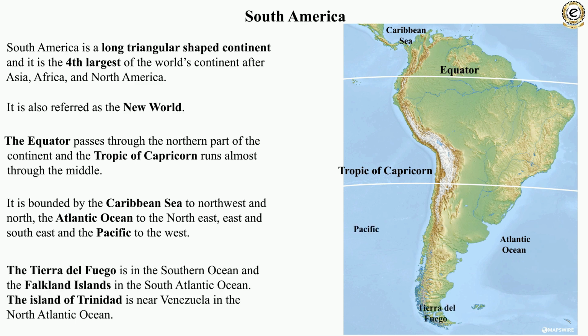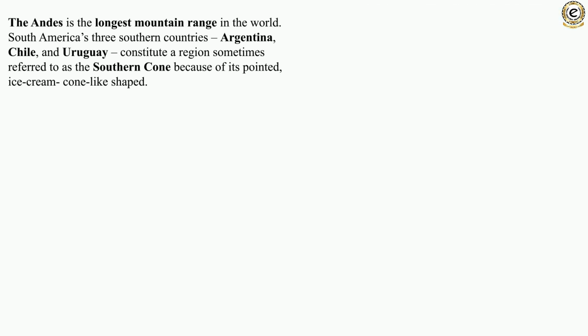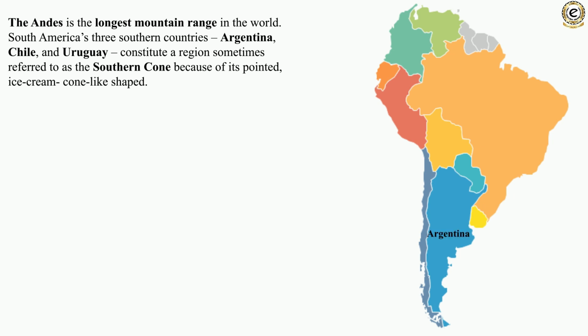Tierra del Fuego is in the Southern Ocean and the Falkland Islands in the South Atlantic Ocean. The island of Trinidad is near Venezuela in the North Atlantic Ocean. The Andes is the longest mountain range in the world. South America's three southern countries, Argentina, Chile, and Uruguay, constitute a region sometimes referred to as the Southern Cone because of its pointed ice cream cone-like shape. There are two landlocked countries in the South American continent: Paraguay and Bolivia.